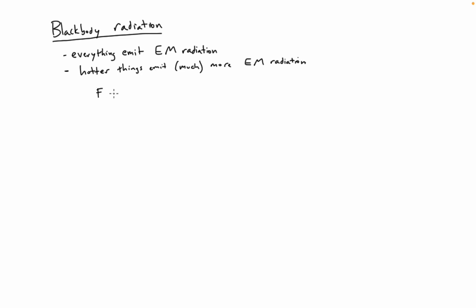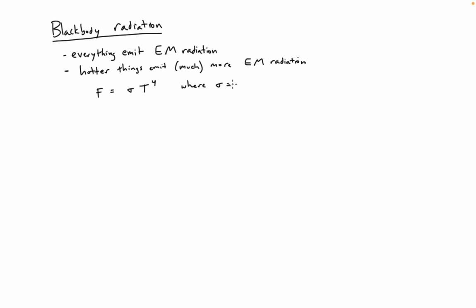So the relationship there is the flux of energy coming off a black body is equal to some constant times temperature to the fourth. Okay, so that's why the sun is emitting tremendously more energy than you and I, because of that 4.